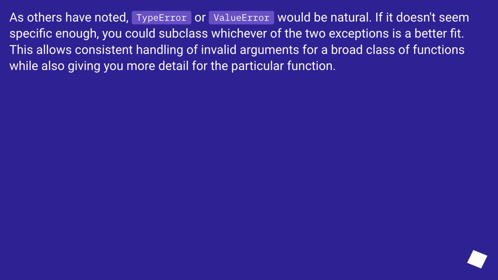As others have noted, TypeError or ValueError would be natural. If it doesn't seem specific enough, you could subclass whichever of the two exceptions is a better fit. This allows consistent handling of invalid arguments for a broad class of functions, while also giving you more detail for the particular function.